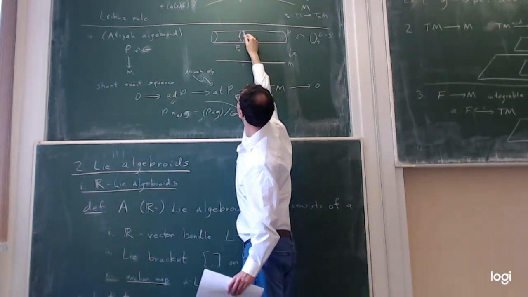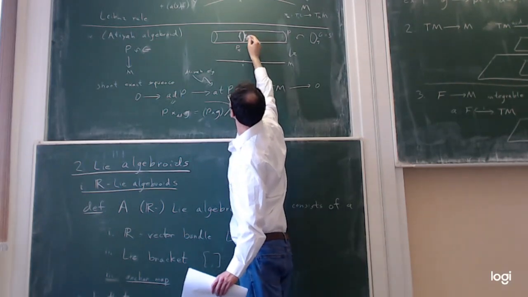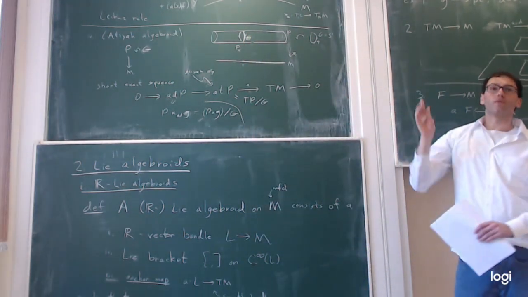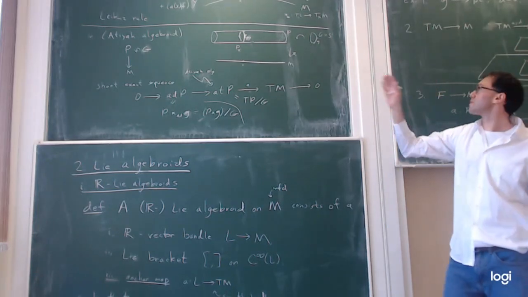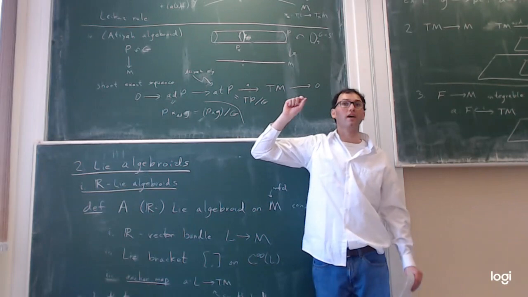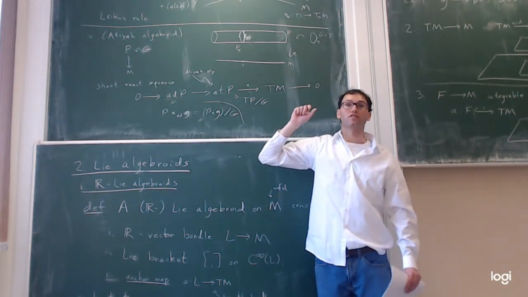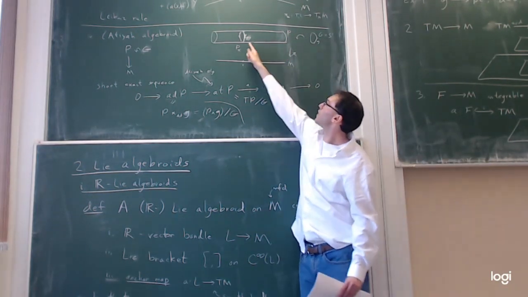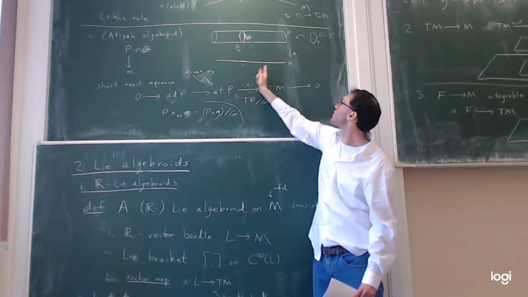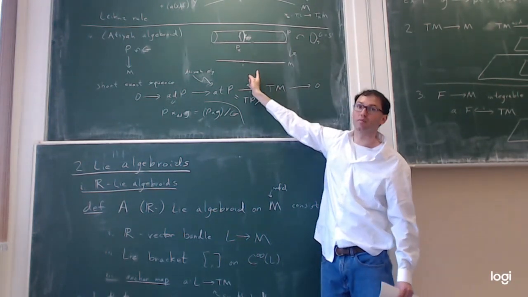G at P, where P is a point in the fiber. And those are representing the vertical directions. Those are representing the directions that G can take you, and so that is the orbits of G. But those orbits coincide with the fibers of P above M.